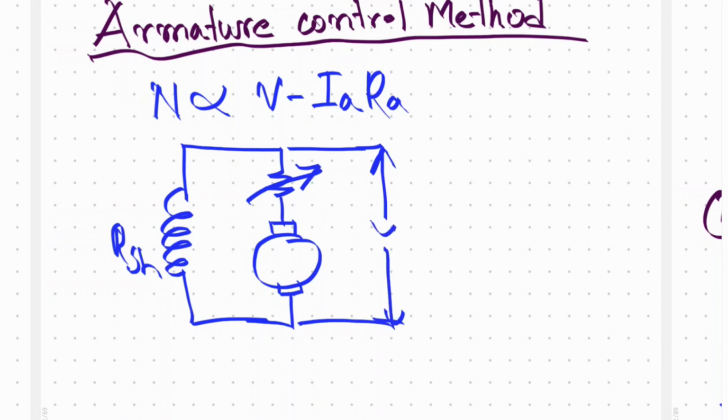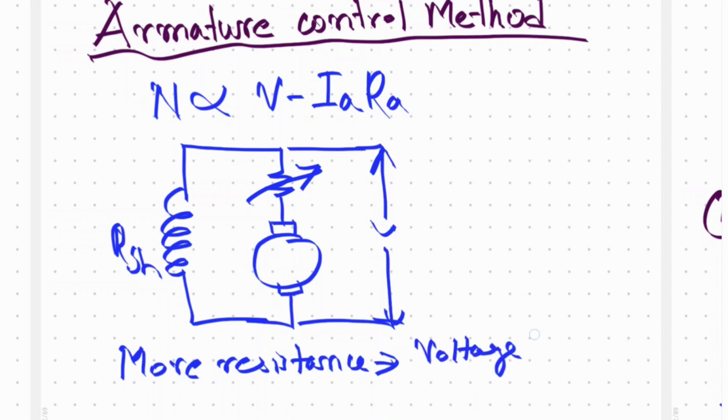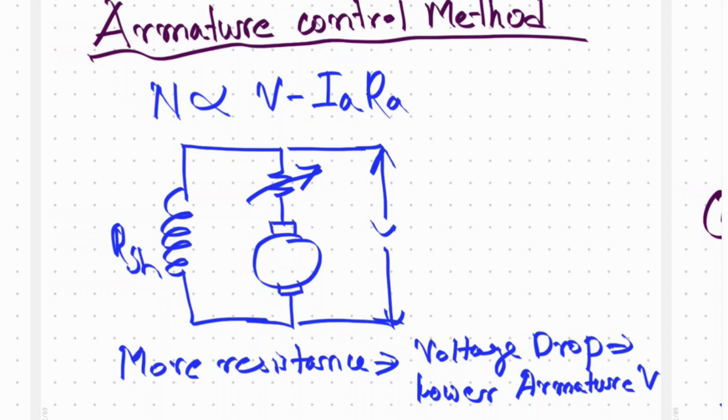By varying this resistance, if there is more resistance, it means more voltage drop. If there is a voltage drop, then the armature voltage will be lower, and then the speed will reduce. In this way you can control the speed of a DC motor. So this is the speed control of a DC motor.